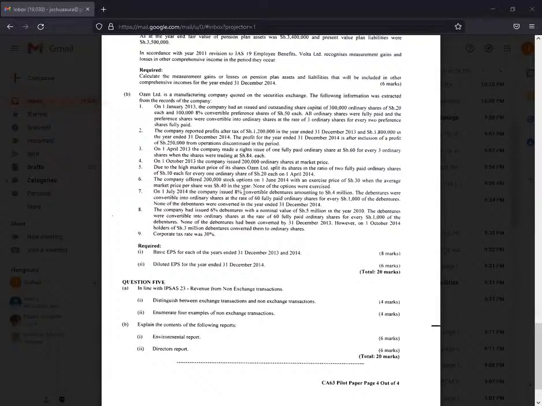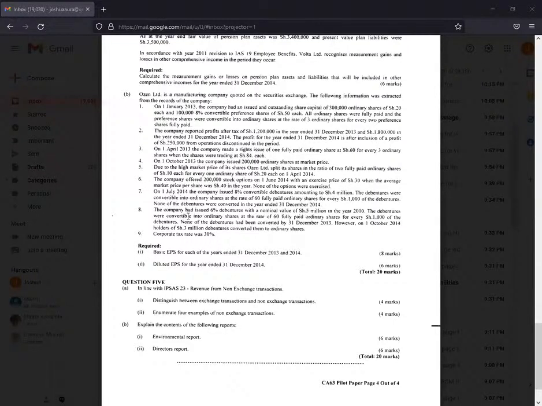None of the options were exercised. This will help us in diluted EPS. On 1st July 2014, the company issued 8% convertible debentures amounting to shillings 4 million. The debentures were convertible into ordinary shares at the rate of 60 fully paid ordinary shares for every 1,000 of the debentures. None of the debentures were converted in the year. So these are potential dilutive financial instruments.